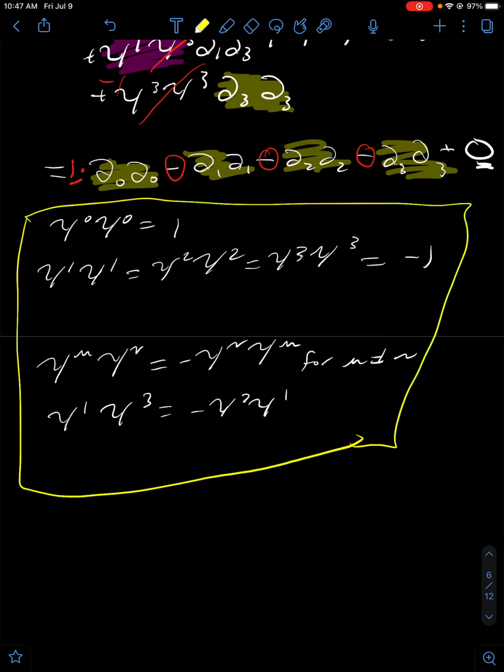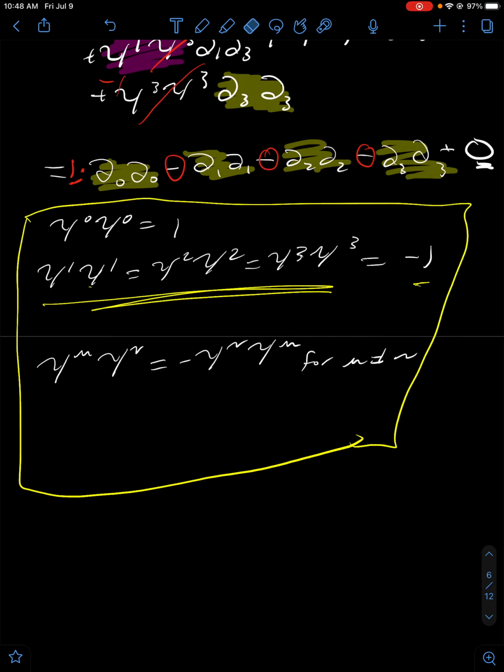We found that gamma naught squared should be 1. Gamma 1 squared should be equal to this, which equals -1, and gamma mu gamma nu should equal minus gamma nu gamma mu. And these are the 3 rules that the gamma matrices ought to obey to make logical sense.